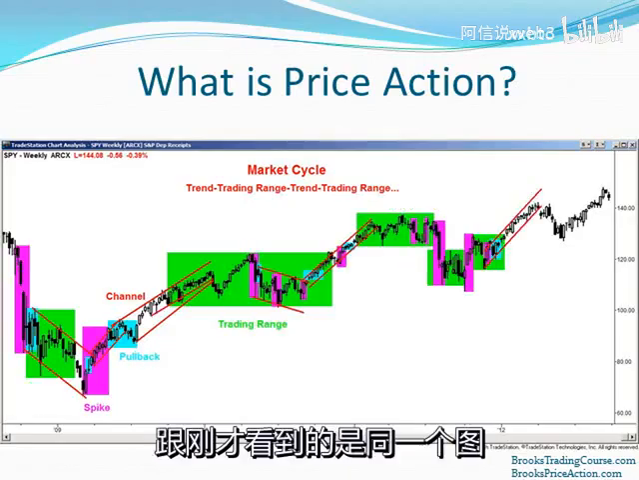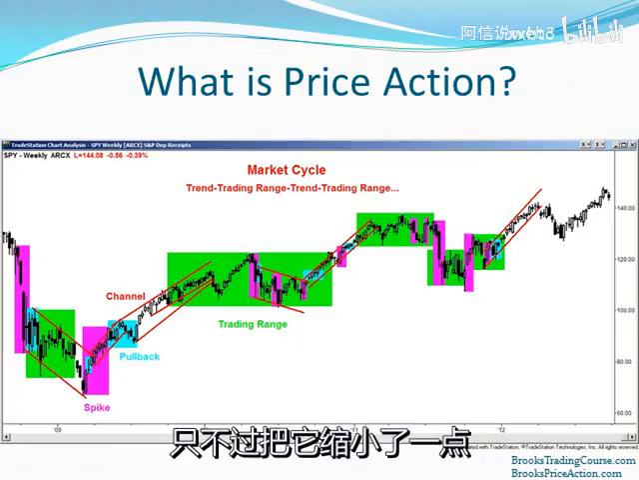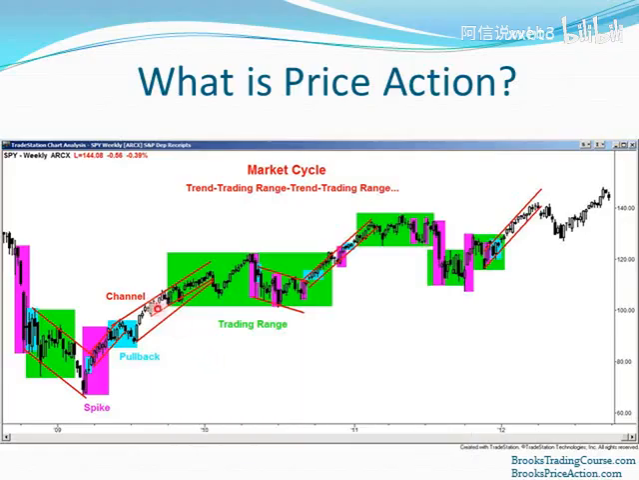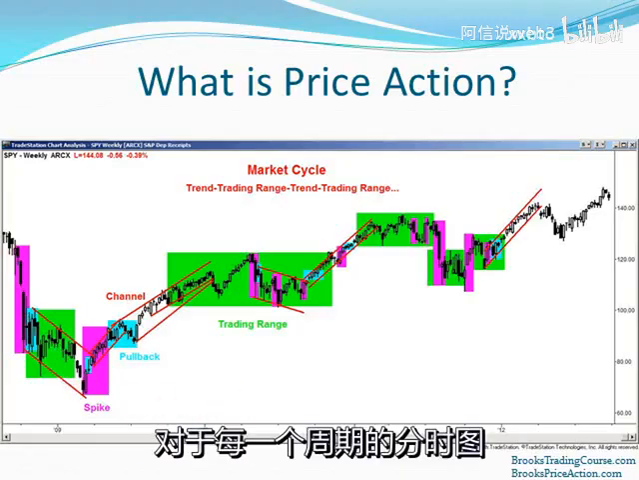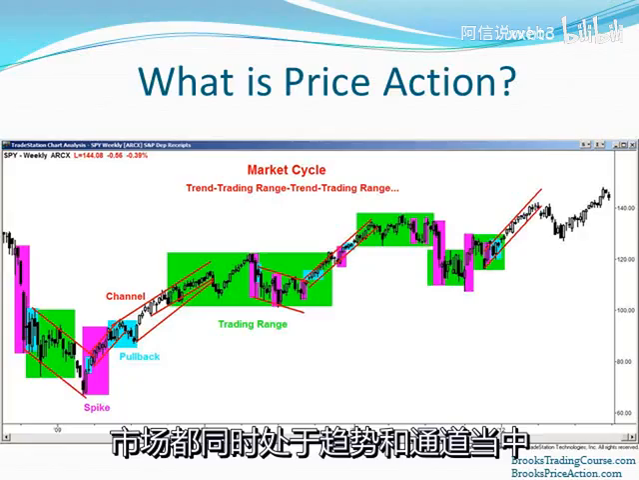Here's the same chart showing that within everything that you saw on the prior chart, there are nested patterns. There are smaller versions. So within this channel, there's actually a spike and a smaller channel. Here's a spike. This trading range is also in a channel. On every time frame, the market is both in a trend and in a channel.